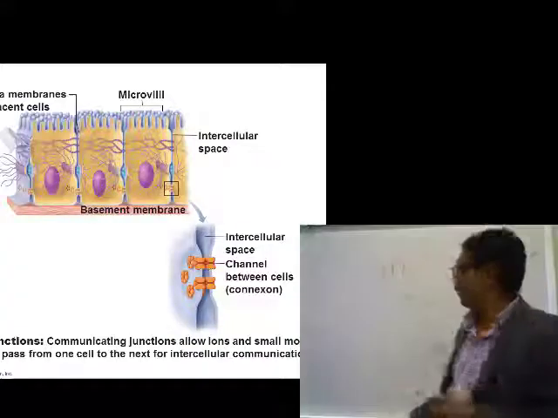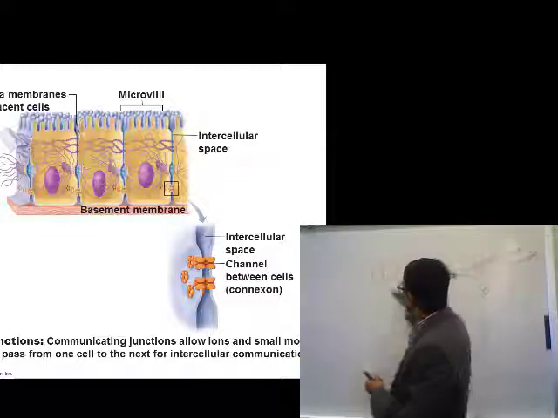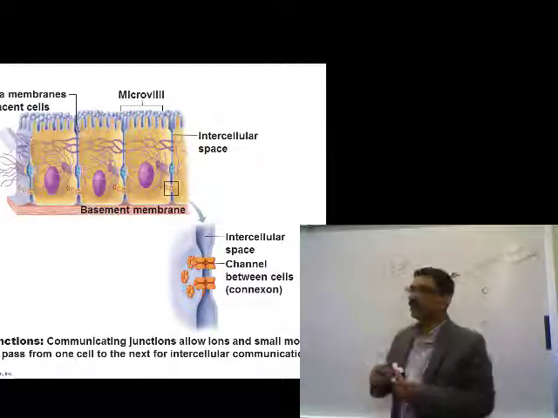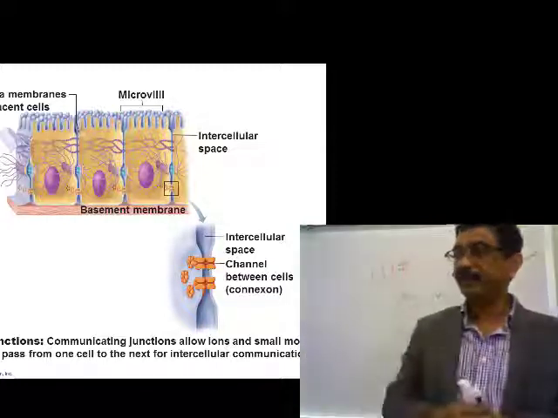Gap junctions. Gap junctions have holes or pores so that molecules can easily move from one cell to the next, because gap junctions have many pores or channels.